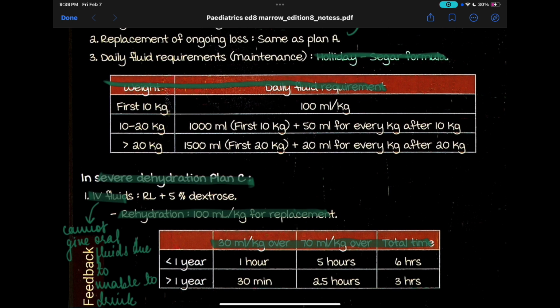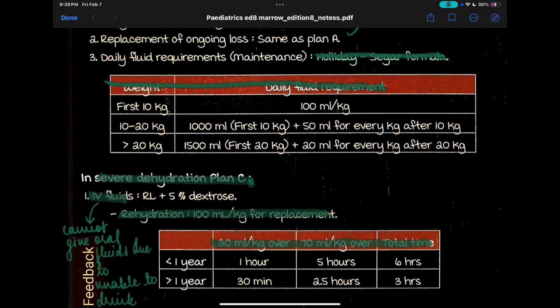Less than 1 year: first hour 30 ml per kg, then 5 hours 70 ml per kg. This is for babies less than 1 year, and total time is 6 hours. So the first hour you will be giving 30 ml per kg, and then for the next 5 hours 70 ml per kg, total 6 hours.